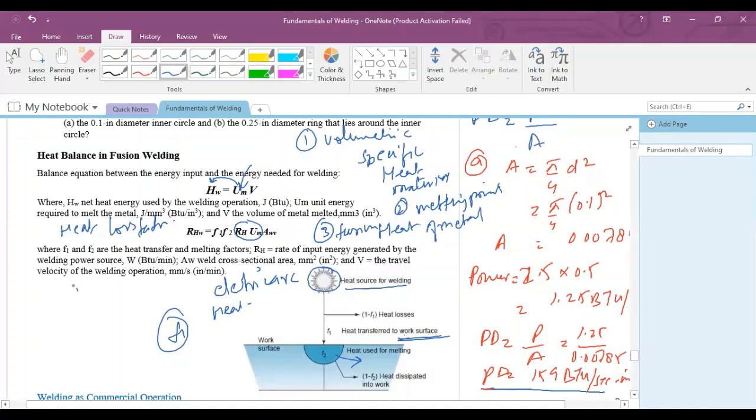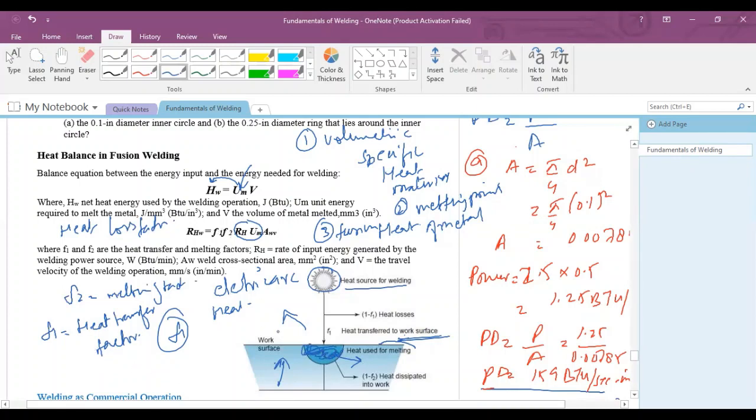F2 is called the melting factor, as you can see, and F1 is the heat transfer factor, because during heat transfer, not all the heat is used to heat up this material, right? Some of the heat will be lost into the environment, right? That is the heat transfer factor, F1. The heat transferred to the material will be used to melt this part, this blue part, right?